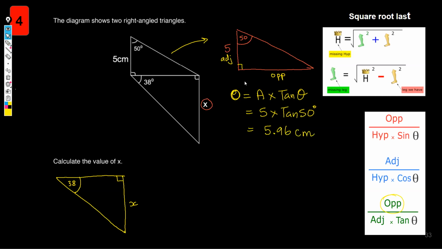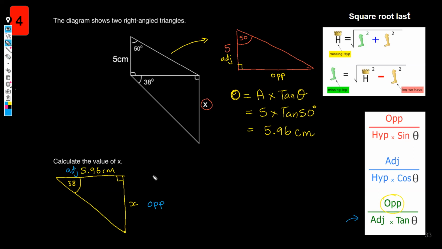You realize that you needed to find this line over here first before moving on. So once you figure out this line is 5.96 centimeters, I'm going to pay attention to the triangle underneath now. Here's 38 degrees. X is what? Opposite. And this 5.96 is what? Adjacent. Once again, it's tan, because there's only one formula that involves opposite and adjacent. And that's tan. And we want to find the opposite side again.